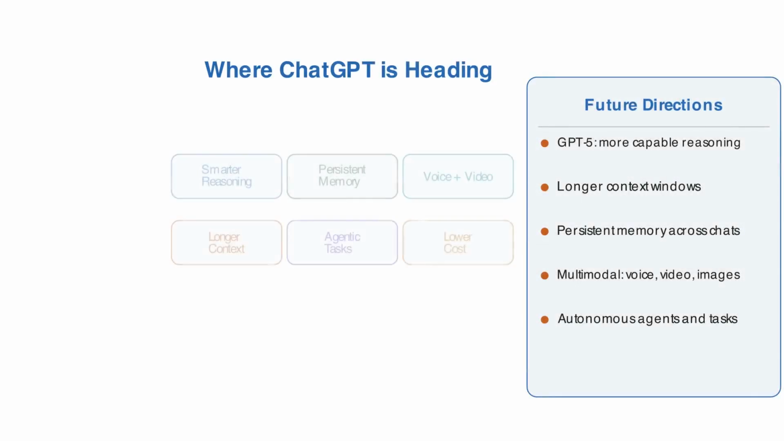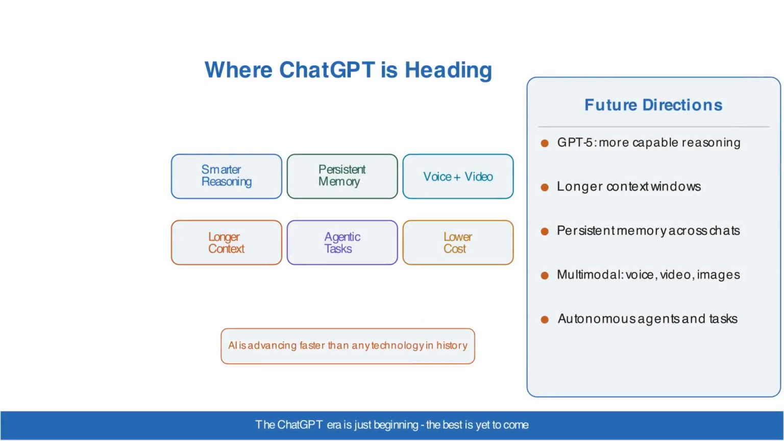The roadmap ahead is remarkable. GPT-5 promises stronger reasoning and fewer hallucinations. Context windows are growing towards millions of tokens. Persistent memory across conversations is rolling out. Voice and video modalities are becoming mainstream. And agentic AI models that can plan, browse, and complete multi-step tasks autonomously are already here.